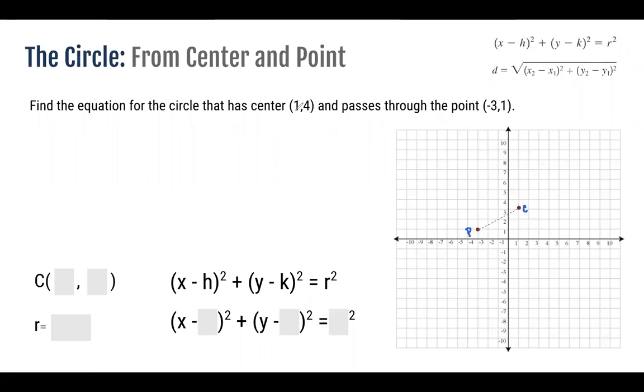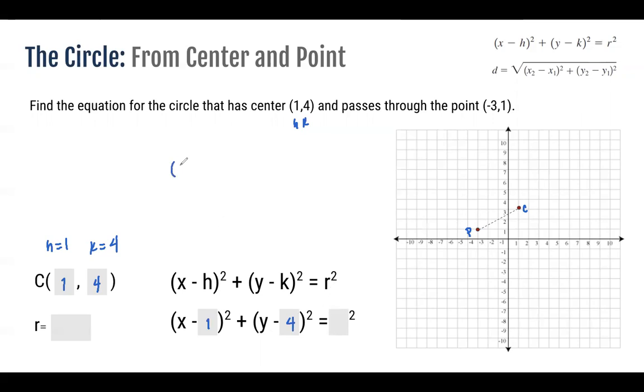That's all we know. So as of now, we know that the center is at (h, k). So if the center is at (1, 4), that would make our h 1 and our k 4. So we can already plug those values into the equation. So that's going to be x minus 1 and y minus 4. And we're missing the radius.